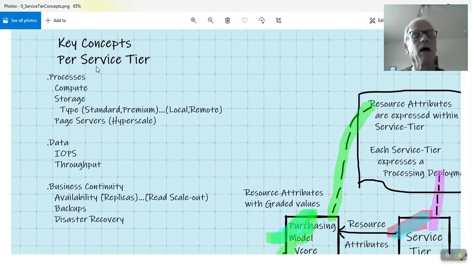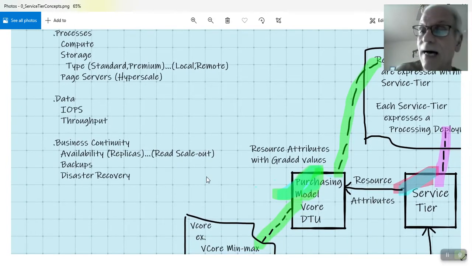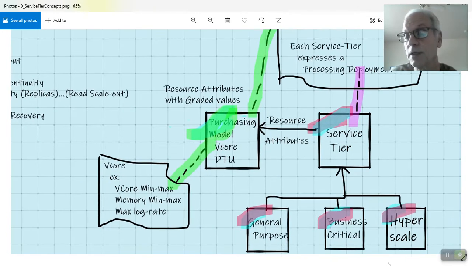And just generally, the key concepts per service tier: a service tier deals with your processes, your compute process, your storage processes, your page servers if you have HyperScale. It certainly deals with all your data, your IOPS, your throughput. It also deals with your business continuity, and it handles your high availability. It handles your readout scale if you happen to have readout scale. It handles your backups. It does the backups for you. It's managed. It handles your disaster recovery. So you buy into a service tier depending on what your needs are, your budget is, and other factors.